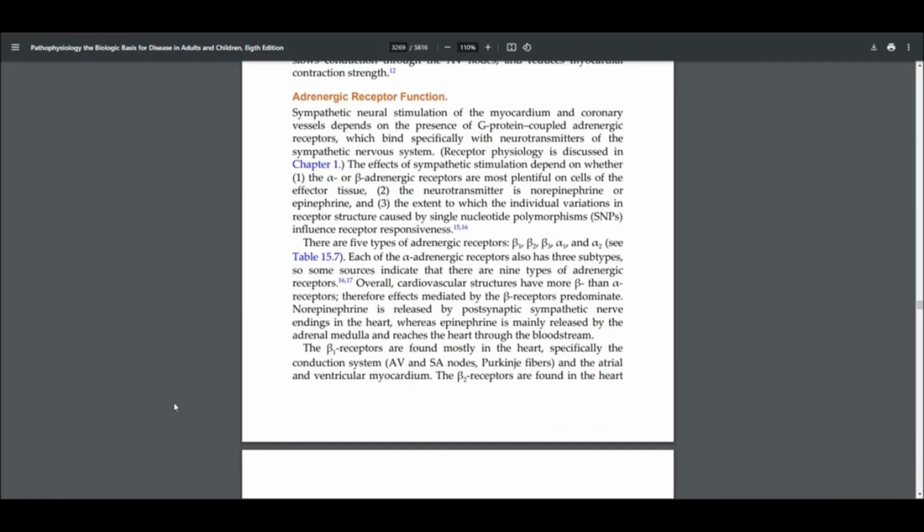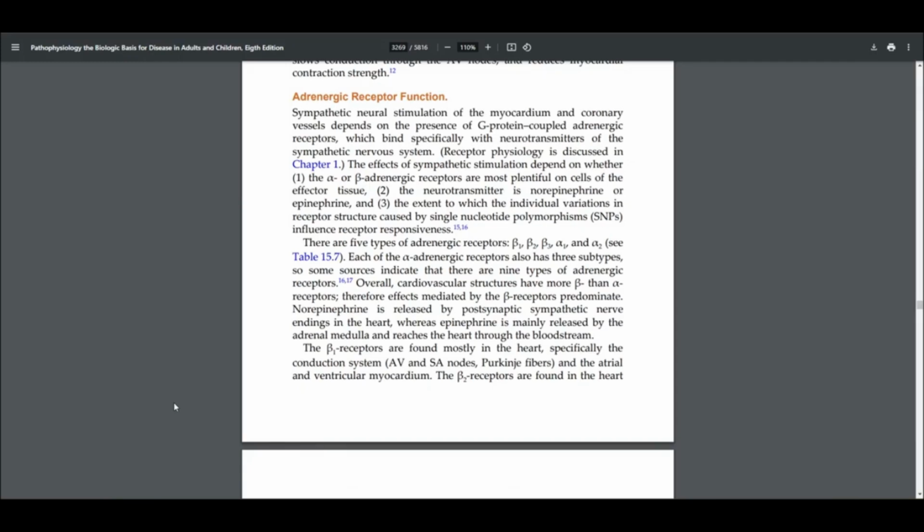The adrenergic receptor function, the sympathetic neural stimulation of the myocardium and coronary vessels, depends on the presence of G protein-coupled adrenergic receptors, which bind specifically with neurotransmitters of the sympathetic nervous system. Receptor physiology is discussed in Chapter 1.